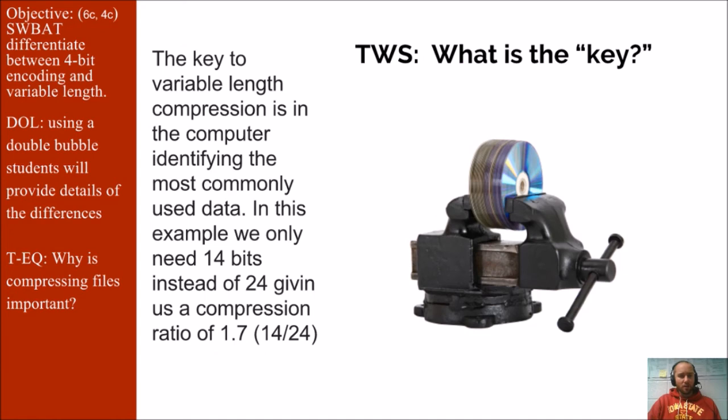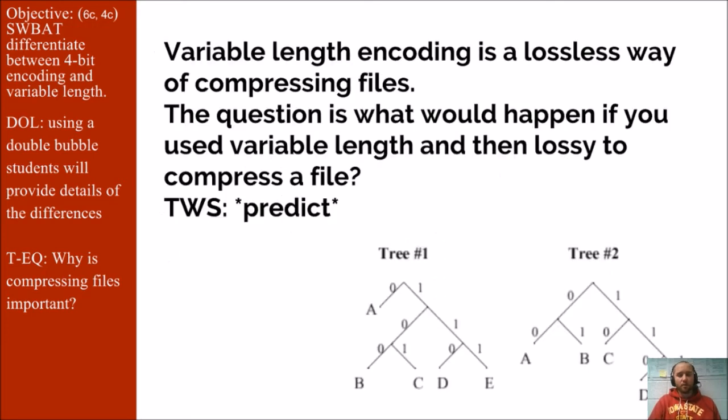The key to variable length compression is in the computer's ability to identify the most commonly used data. So in our Hawaii example, A occurred twice. I occurred twice. So in this example, we only need 14 bits instead of 24, giving us a compression ratio of 1.7. So you have to be able to detect patterns to have a successful compression. And the great thing about variable length encoding is it's a lossless way of compressing files.